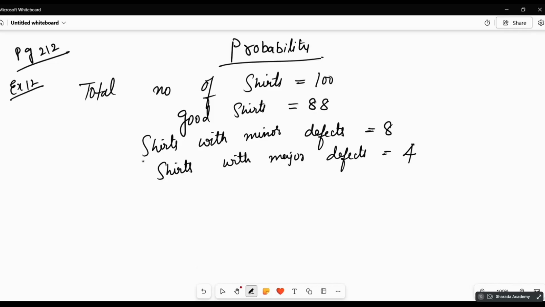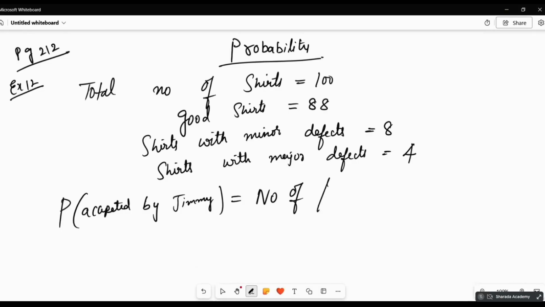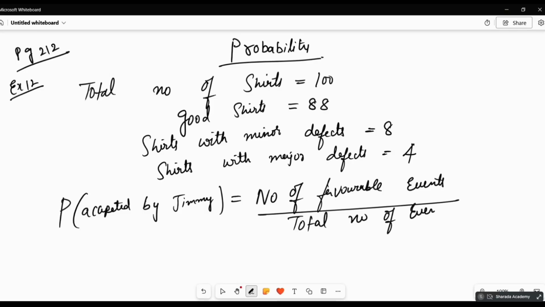So first one, it is acceptable to Jimmy. Jimmy will only accept the shirts which are good. So the number of favorable events divided by the total number of events, that is probability.